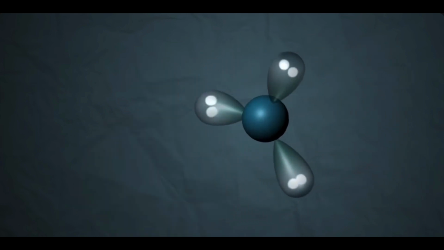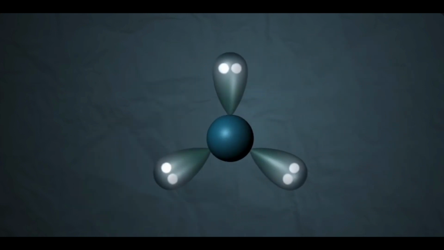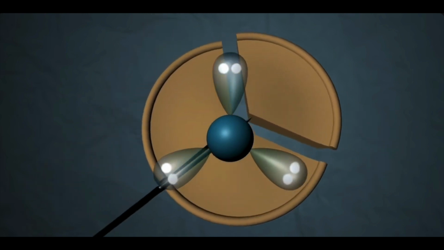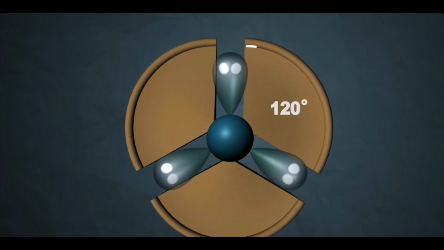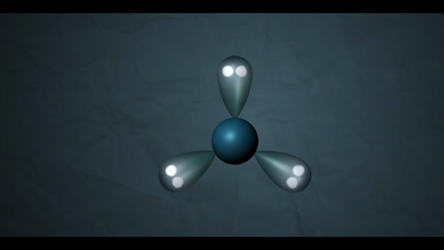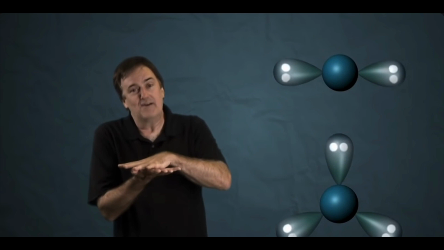Stepping up to the next one, three regions. You count the regions around the central, there's three. If three regions try to get away from each other, you basically get a nice kind of pie shape. It's like taking a pie and cutting it into perfect thirds. So you get a 120-degree angle all the way around for those three regions. Both of those shapes are still planar. They still look just fine on a sheet of paper.